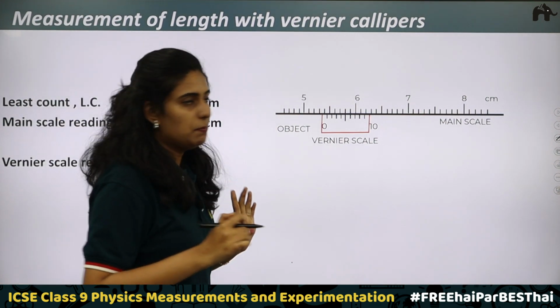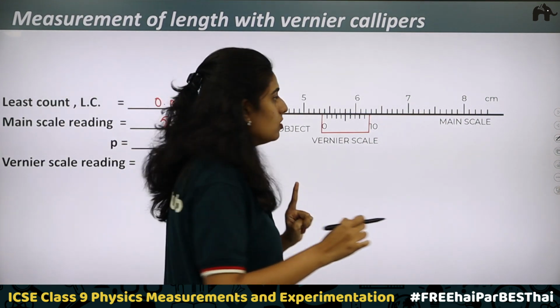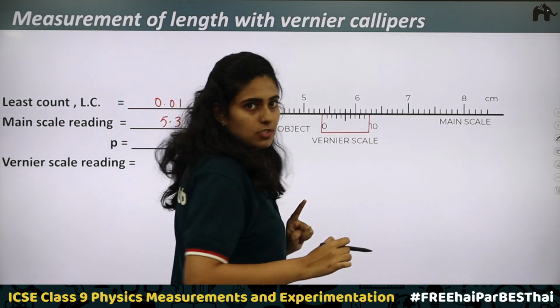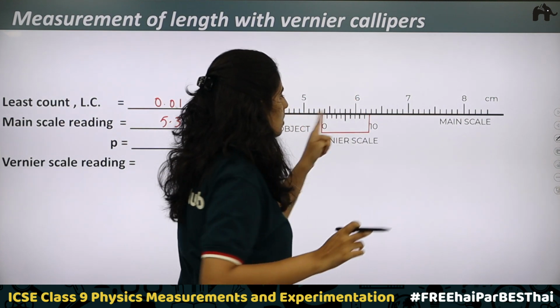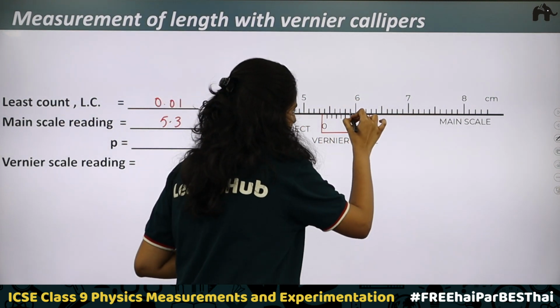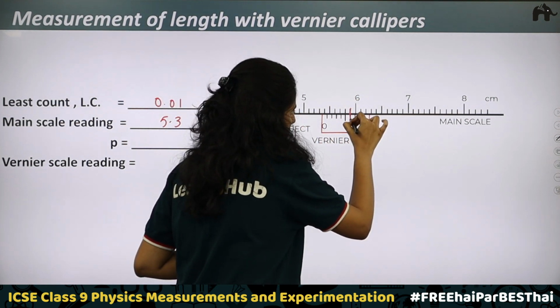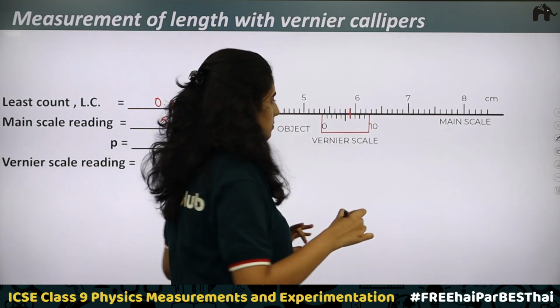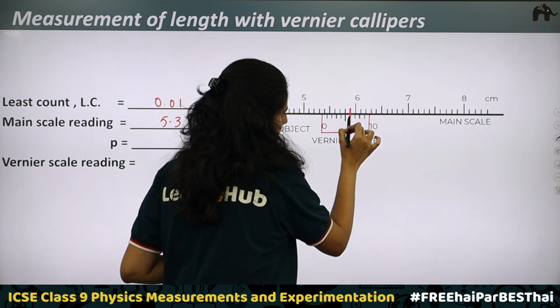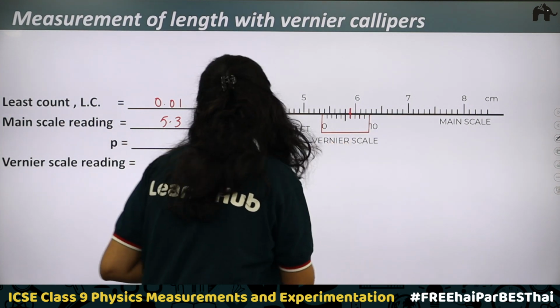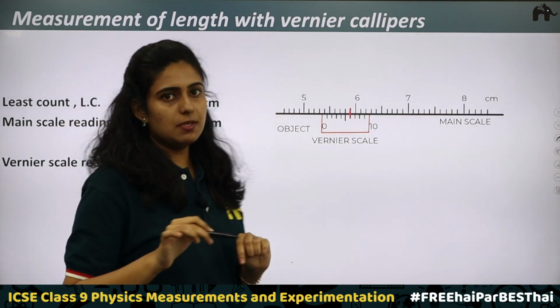Now we have to find the P. To find P, you will have to check these values and you have to get a straight line, that is a vernier scale reading that is coinciding with the main scale reading. So you can find that this line, okay, this is a straight line. Counting, this is 0, 1, 2, 3, 4, 5, 6. So 6 is the P value.